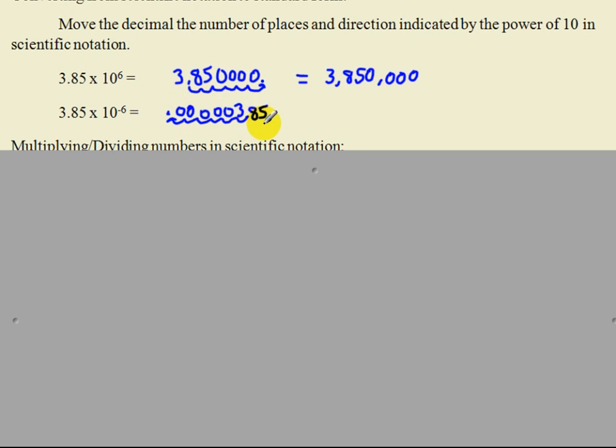So it took one move to get past that first non-zero digit, and the rest of the places all need zeros as placeholders. So we have 0.00000385. Now can you see why we like to use scientific notation sometimes?